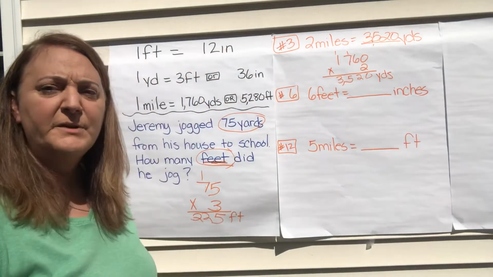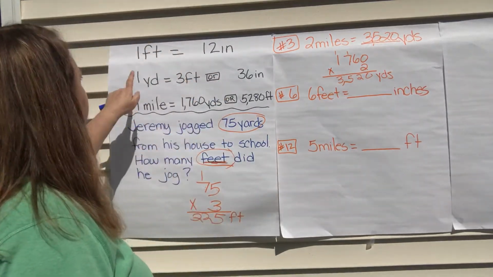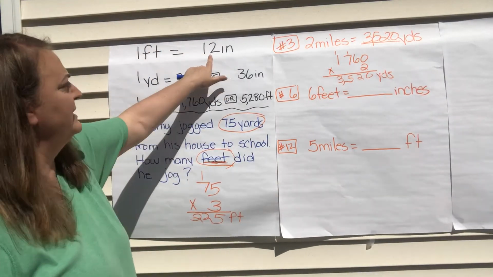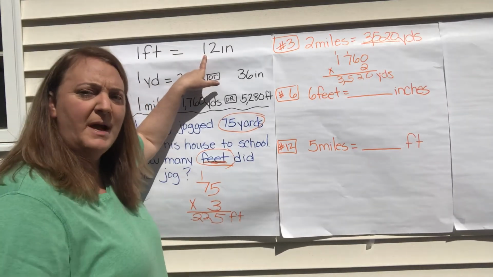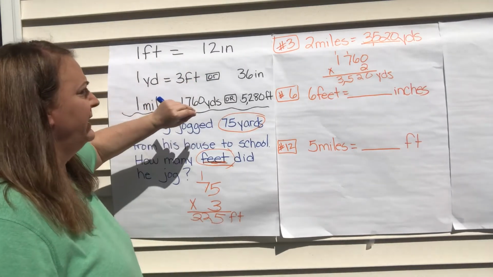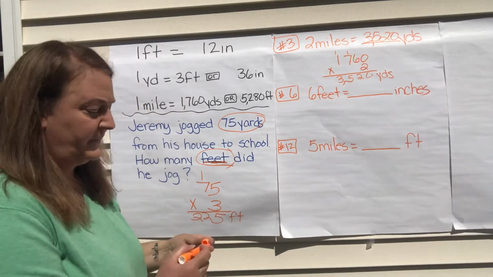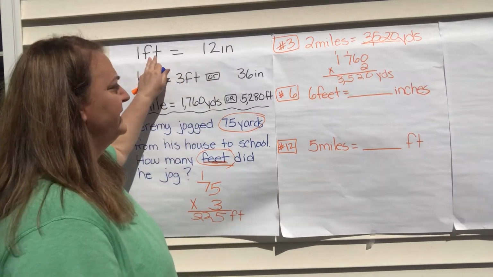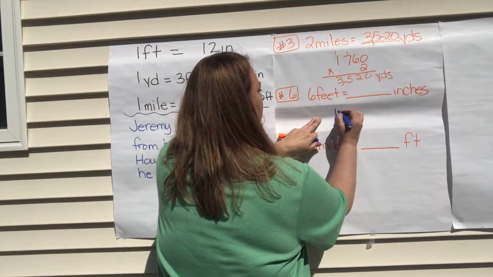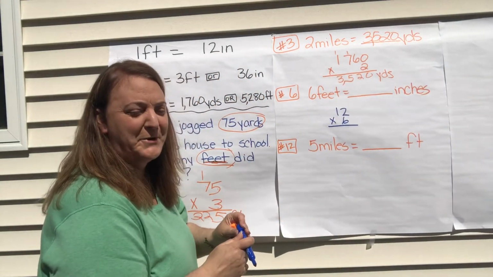Okay, so for number 6, 6 feet is how many inches? So we're talking about feet and inches, so I'm going to pay attention up here. 1 foot is 12 inches. So you could keep asking yourself, 2 feet are 24 inches. Or you could multiply. So if we're talking about 12 inches in a foot, 12 times 6, if you know your 12 tables, you're going to know that automatically.